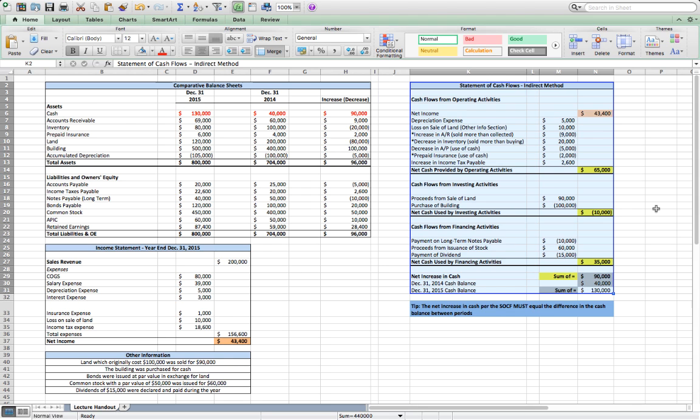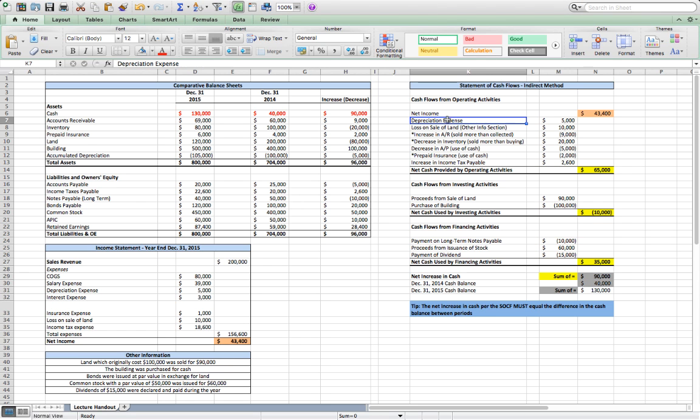So you will not necessarily be given a table like this already filled in with the answers of depreciation expense or net income and entries like these, but you will be required to fill those in when you complete your problem for your homework and also for an exam.